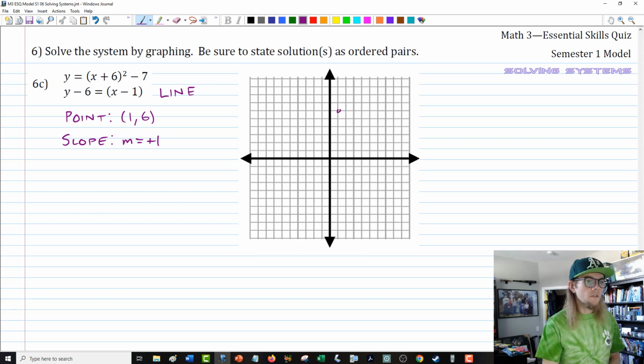4, 5, 6. So basically, we need a lot of dots to get down 1 over 1, or up 1 over 1, up 1 over 1. So obviously, this is a lot.